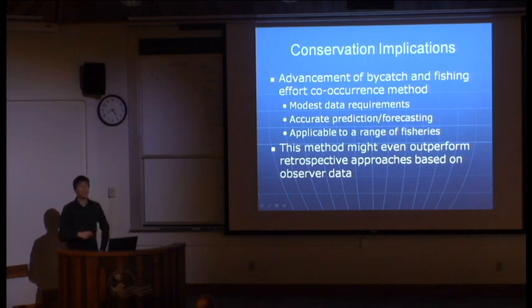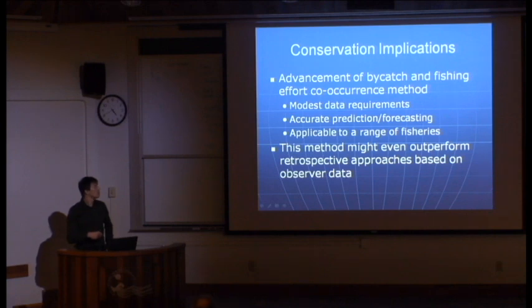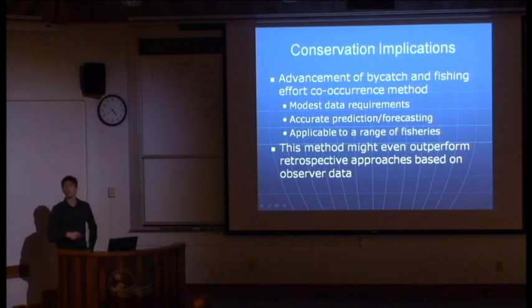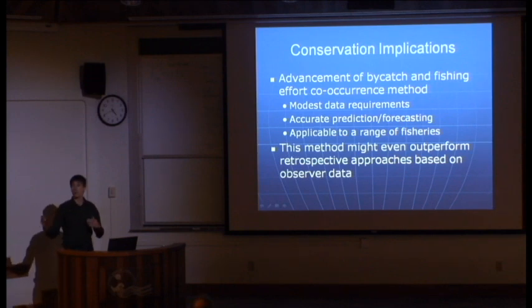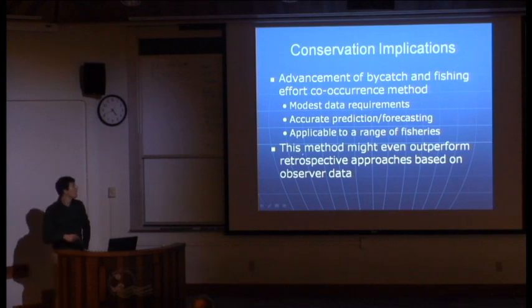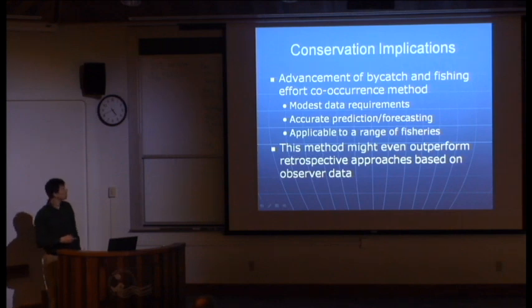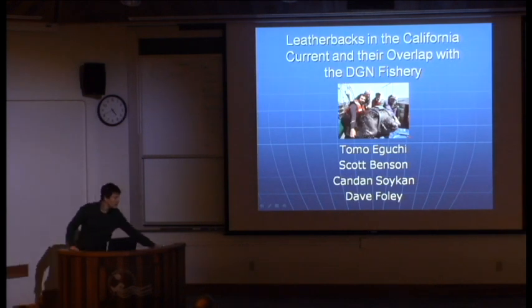We don't need a lot of data to do it. At least we don't need a lot of years. It helps to have a lot of data within a given year. We can do this accurately, and this is applicable to a range of fisheries, right? I just showed that it works for a drift gillnet fishery and for a troll fishery, operating at two very different spatial scales and in two very different environments. And something to keep in mind is this method might even outperform the retrospective approaches, those static bycatch maps, when observer data are limited, or if we're dealing with fisheries or bycatch species that are very dynamic in their behavior. Okay, so pause here for a moment.